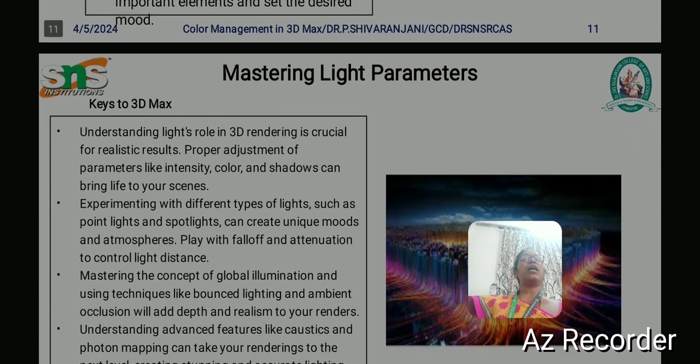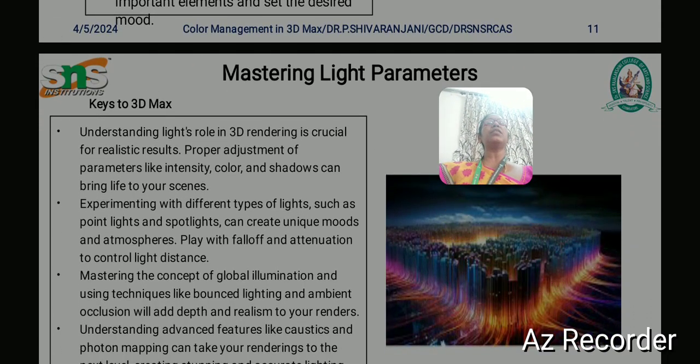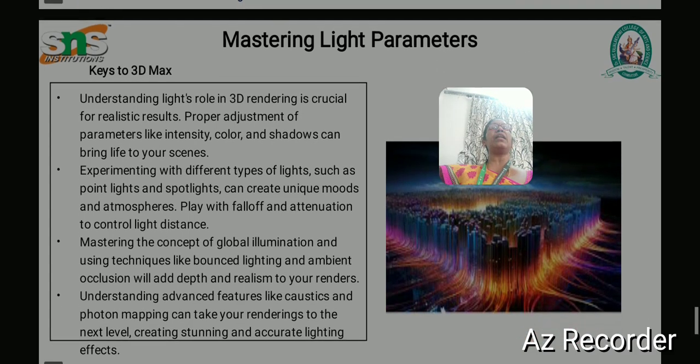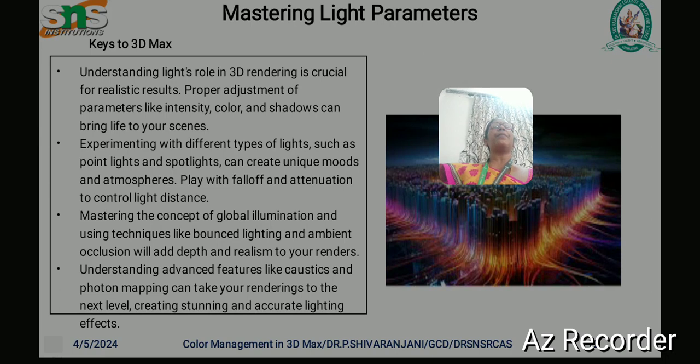The next one is about mastering your light parameters. These are the key elements that will help you master lighting in 3D Max Studio. Understanding the role of light in 3D rendering is crucial for realistic results. Proper adjustment of parameters like intensity, color and shadows can bring life to your scenes. Experiment with different types of lights such as point lights and spotlights to create unique moods and atmospheres.